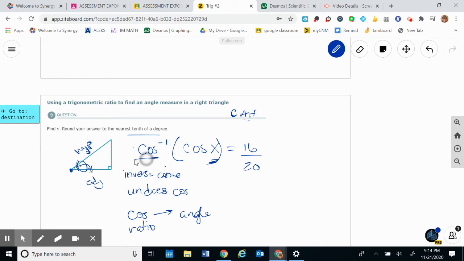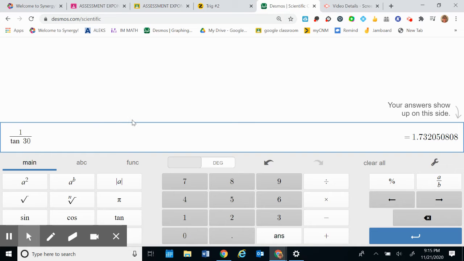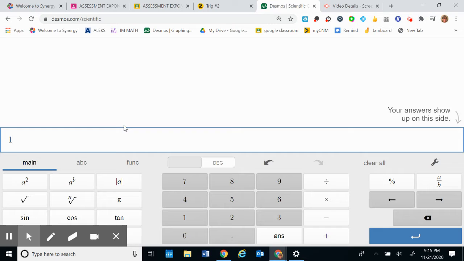So if I do it to this side, I must do it to this side. So I'm going to need to take the cosine inverse of this quantity. These two will cancel each other out, and you get x is equal to the cosine inverse of 16 over 20. And I am going to go over there to Decimal Scientific for this one, okay? 16 over 20, which of course is 4/5, but I don't really care about that right now.